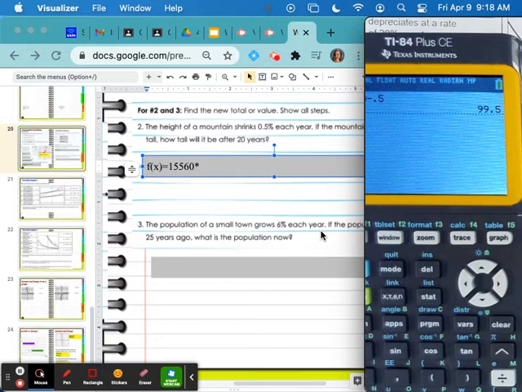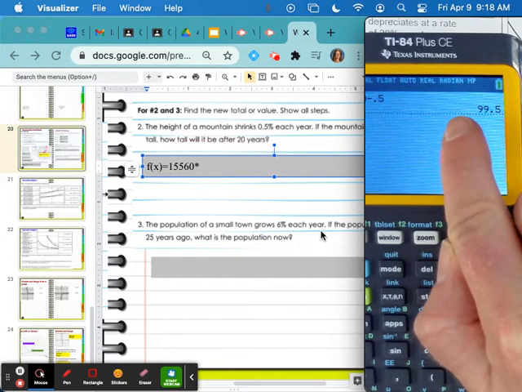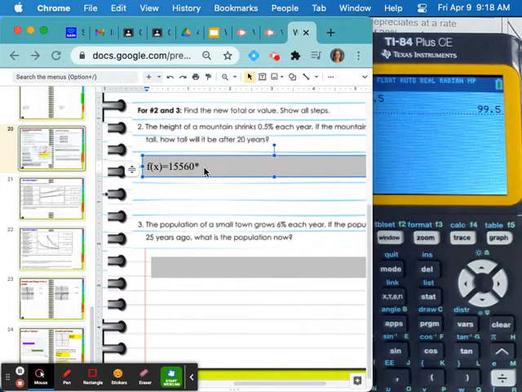So it's 99.5%, but we need to write that as a decimal. So we move our decimal over 1, 2 places. So our rate is 0.995. And then raised to the x value.